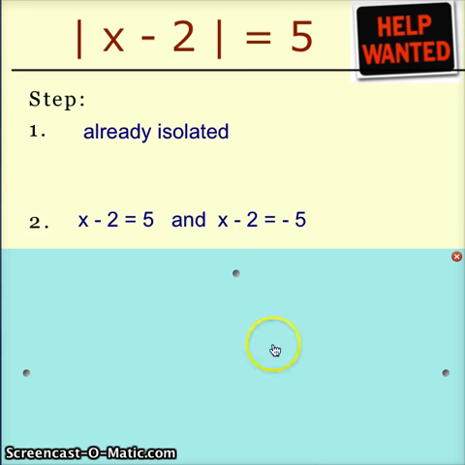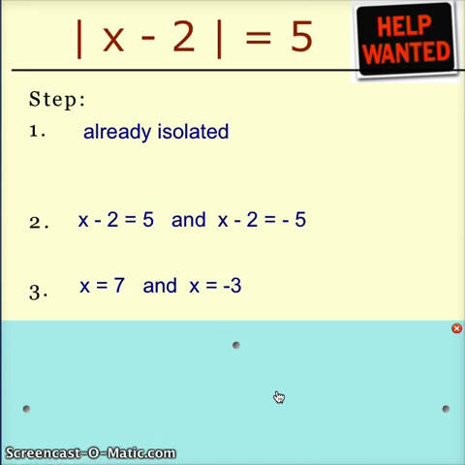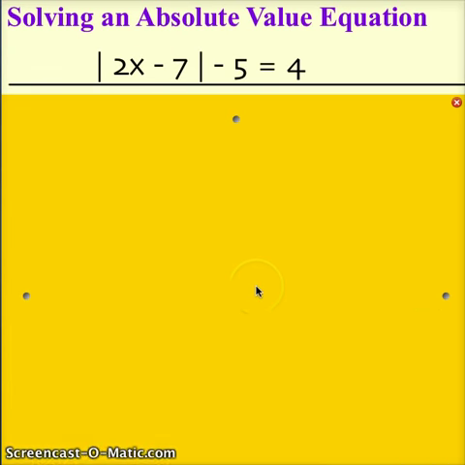Let's solve by adding 2 to both sides. You get x equals 7 and x equals negative 3. If you substitute back in, 7 minus 2 is 5 and the absolute value of 5 equals 5. Negative 3 minus 2 is negative 5, but the absolute value of negative 5 is 5, which equals 5. So we're good. Let's try this one.